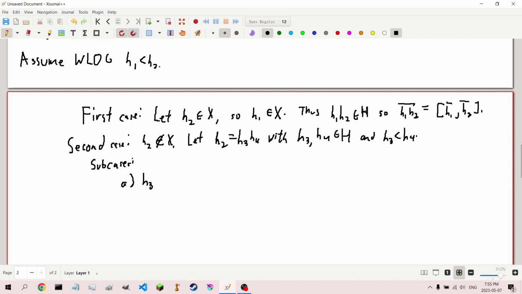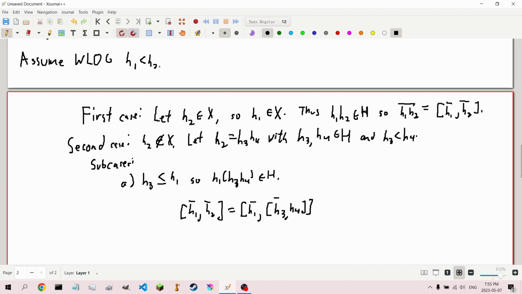Either h3 is at most h1, so then h1 times h3, h4 is in H, in which case the bracket of h1 and h2 we can expand into the bracket of h3 and h4, which is the image of h1, h3, h4, as desired.